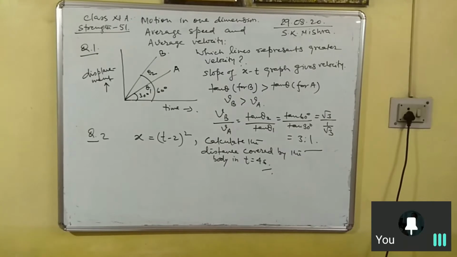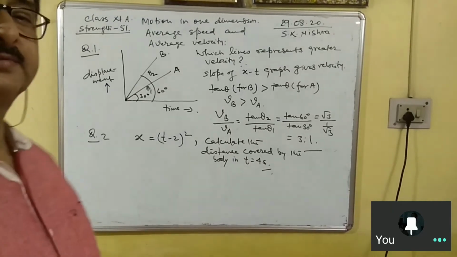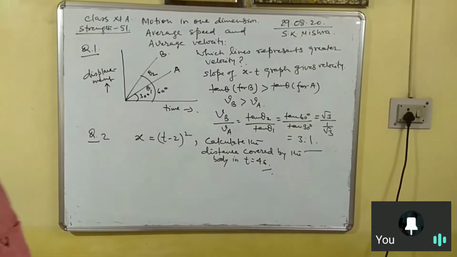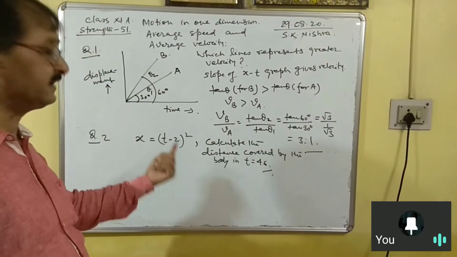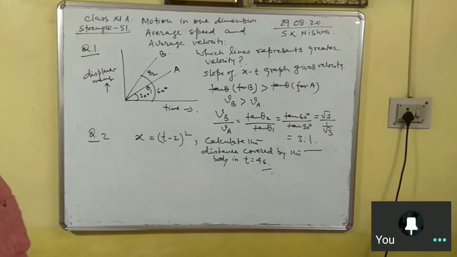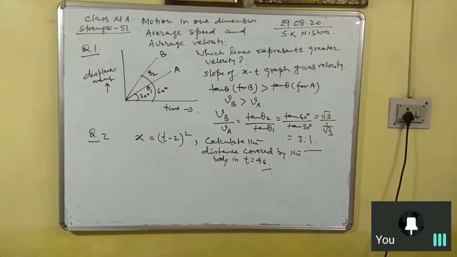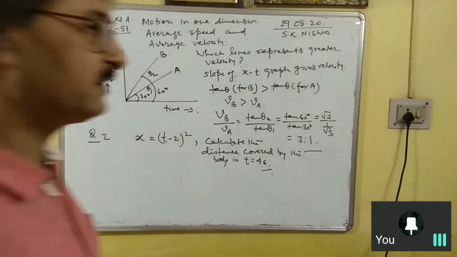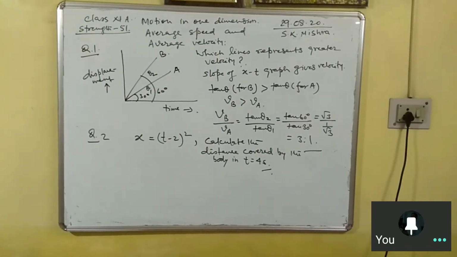x is equal to (t minus 2) whole square. So how much distance will it cover in 4 seconds? This is the displacement time relation. x is displacement, t is time. x in meter, t in second. So how will you solve it? Anybody can solve it? 6 meter.